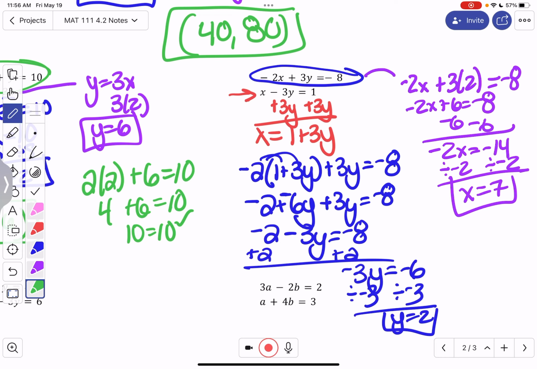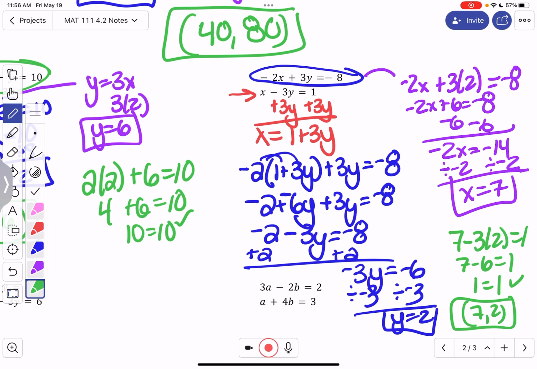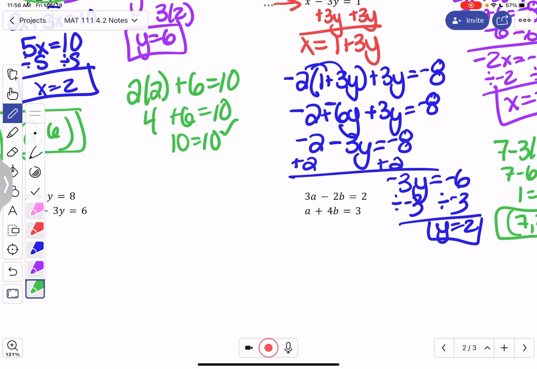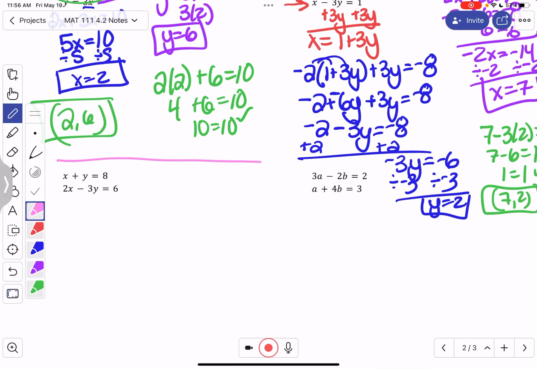And then we plug that in the bottom equation to check. So 7 minus 3 times 2 equals 1. Well, 3 times 2 is 6, and 7 minus 6 is 1. 1 equals 1. So our solution is the point 7, 2. You guys try these next two. Pause the video, see how you do.